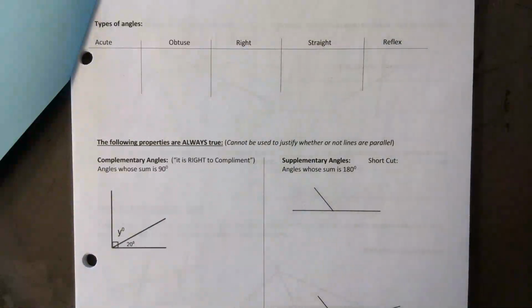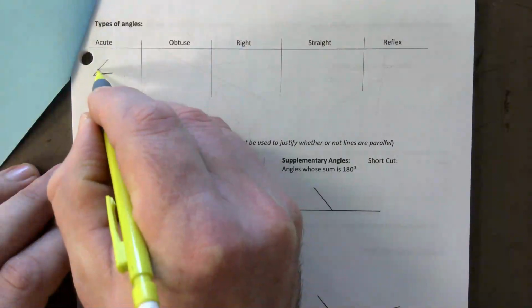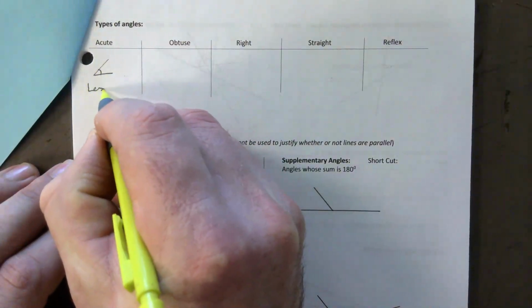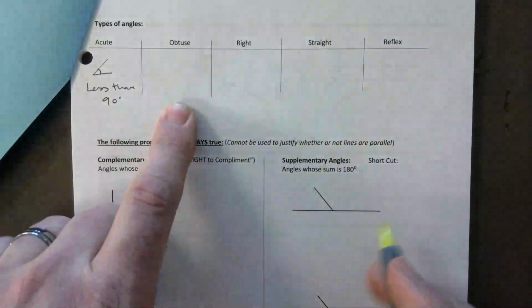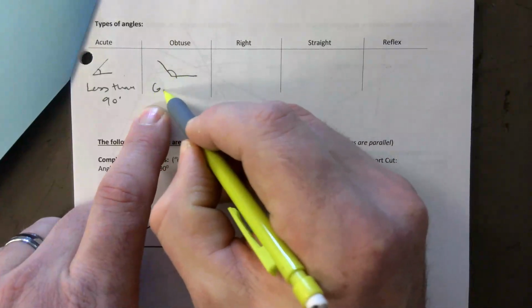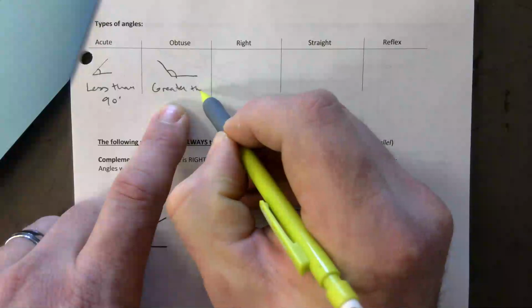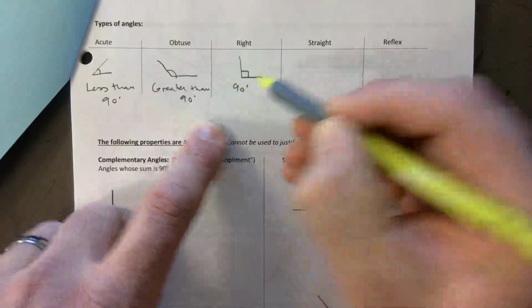So we've got types of angles, right? Acute, I always think of one like that. It's less than 90. Anything less than 90 is acute. Obtuse, I think you know that one, right? Greater than 90 degrees. The right angle is our classic 90 degrees.